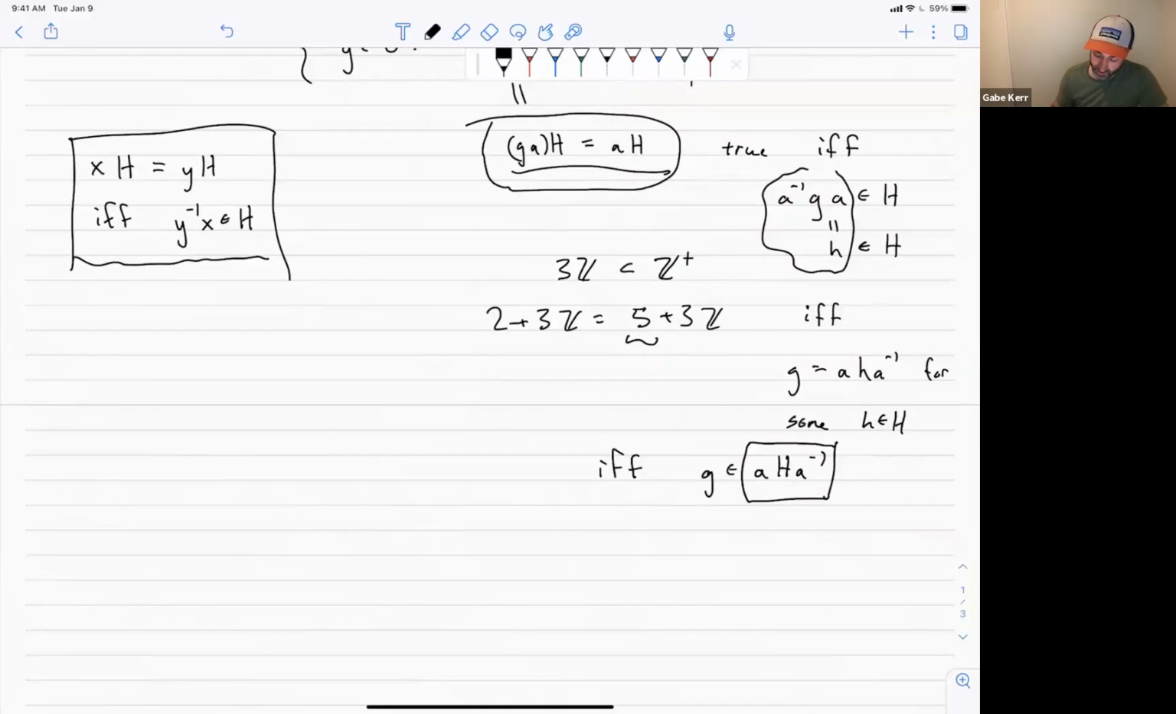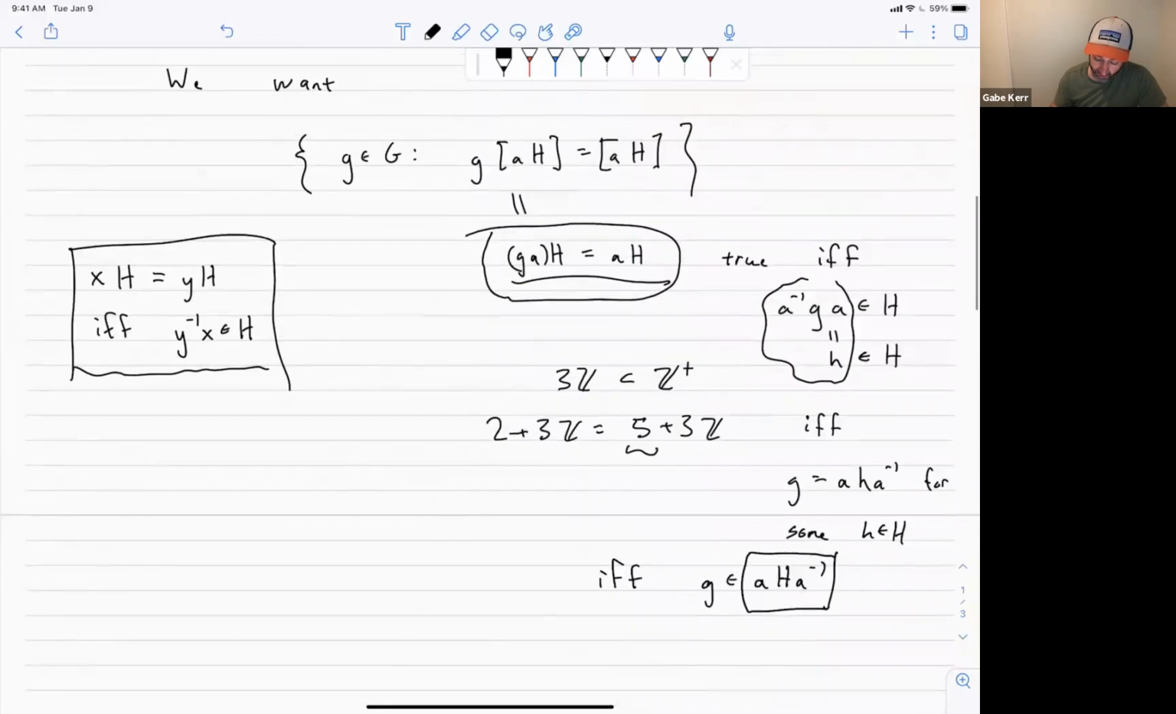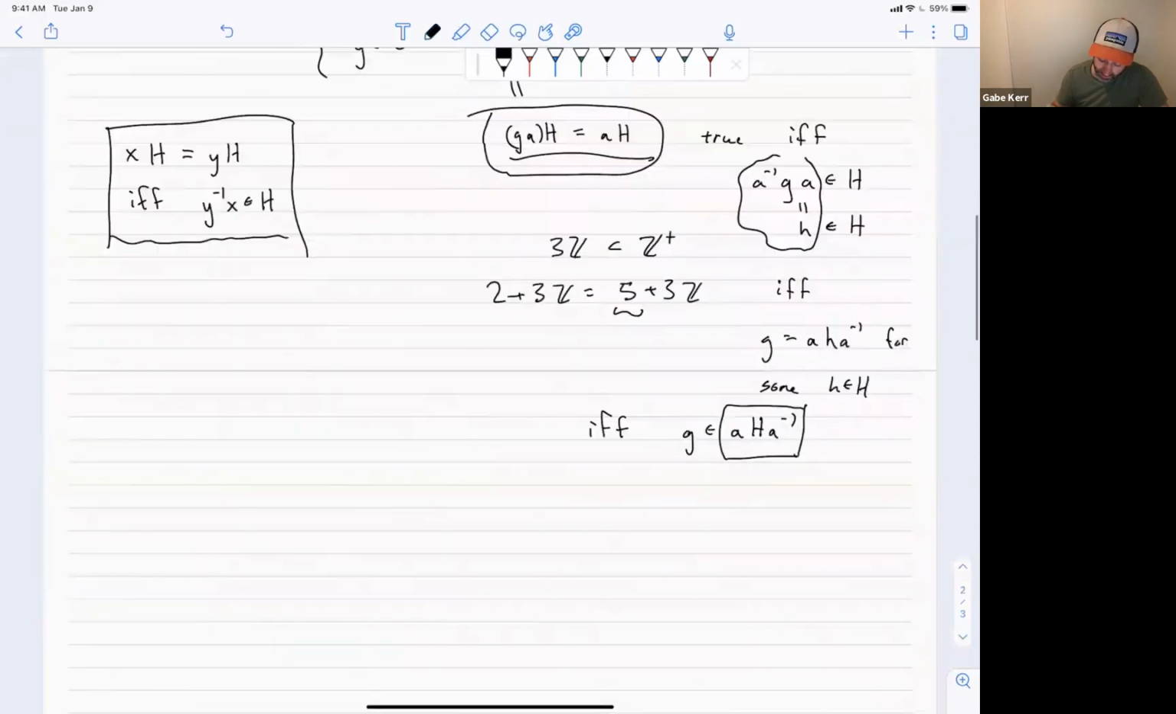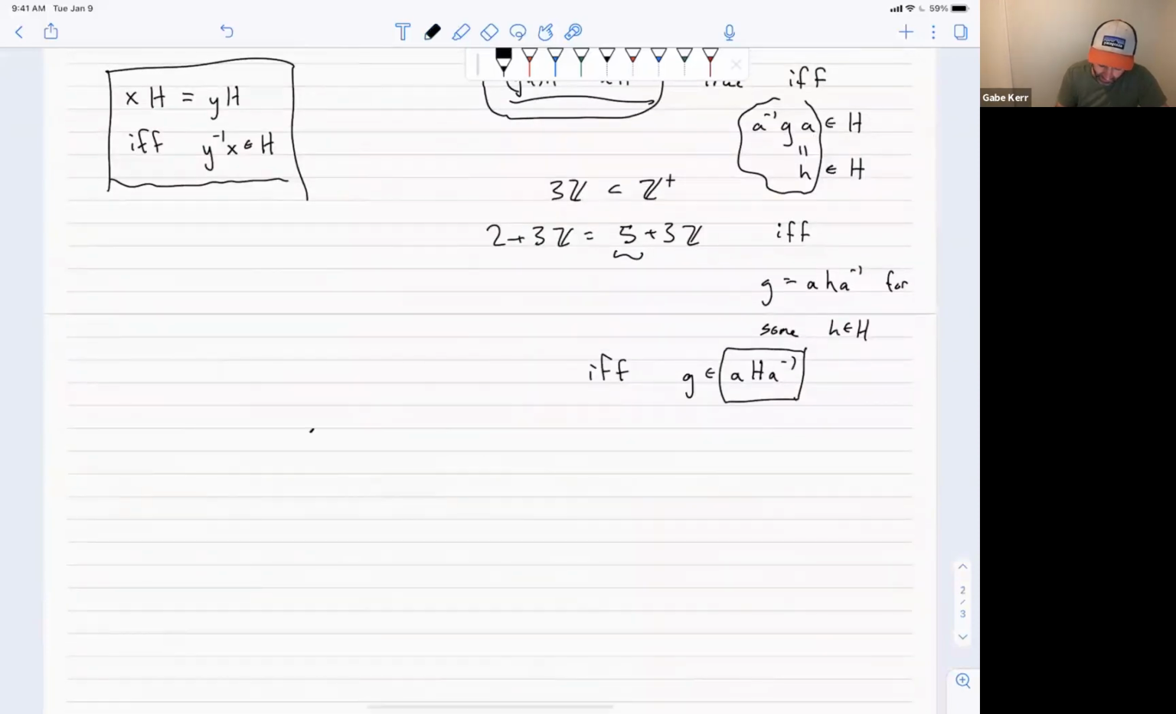So what were we after in the beginning? We're after all such G that satisfy this condition. Well, all such G that satisfy the condition are precisely this conjugate of H itself. So that's what the stabilizer is. The stabilizer of AH.